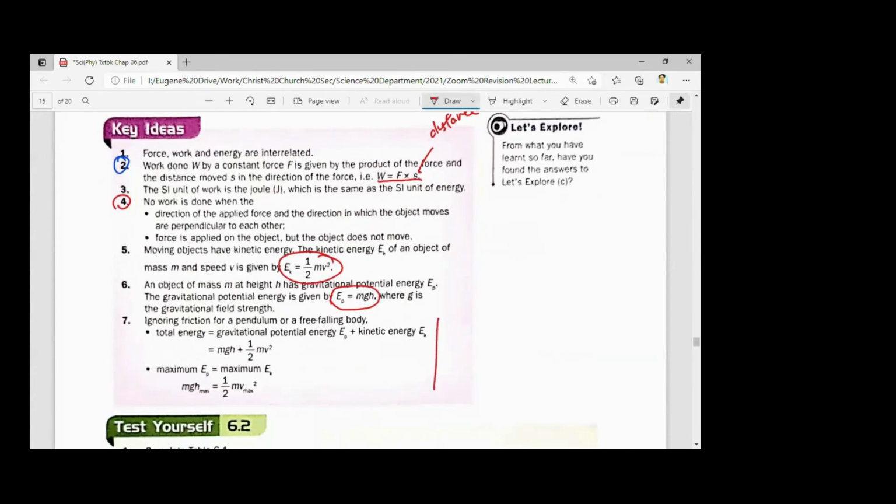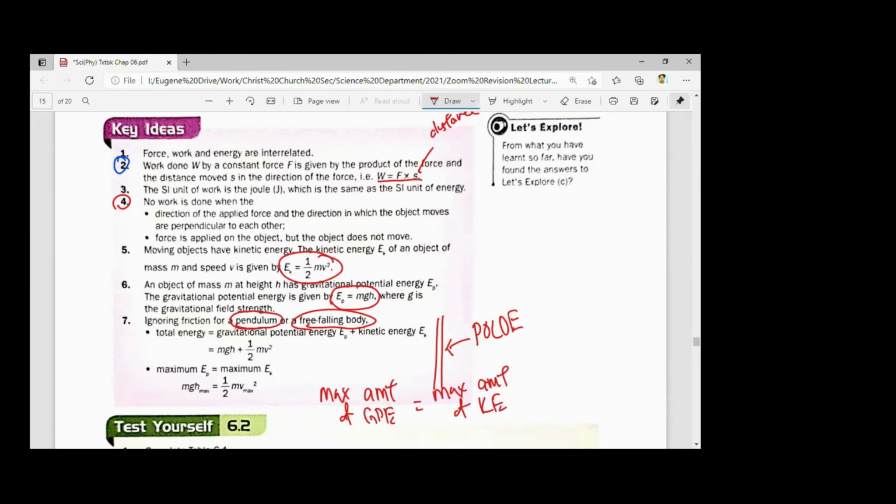Now, for this part over here, what you realize is that they are just applying POCO. I say again, they are just applying POCO. Take note that for a pendulum or free falling object, this one is important, I say again, for a pendulum or free falling object, the maximum amount of GPE will be converted to the maximum amount of KE.